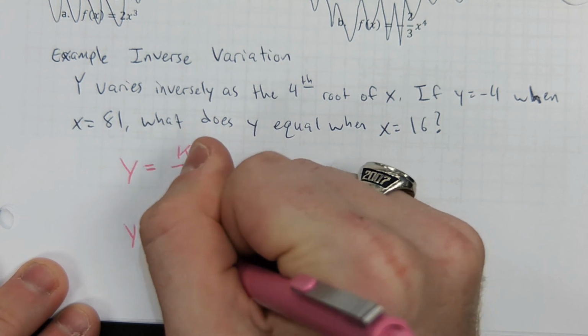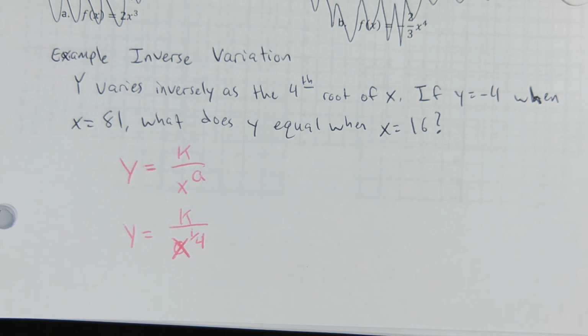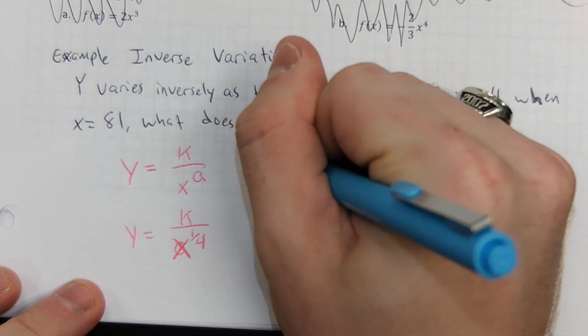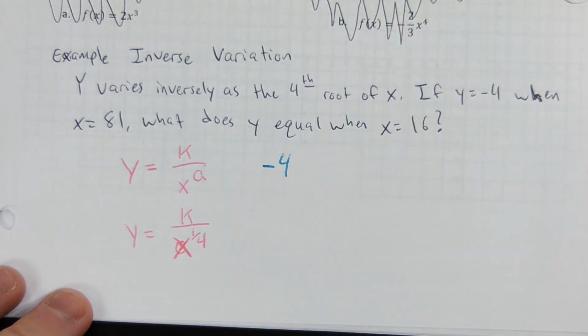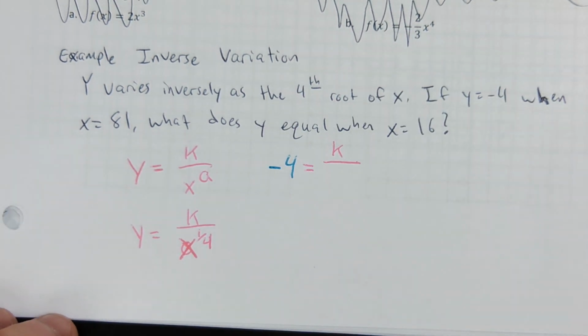There we go. Sorry, I was writing a. X to the 1/4 power. That is the 4th root. We have a value for y, and we have a value for x. We're going to use that information to figure out what k is. And hopefully I have enough space to pull this off. We know that y is negative 4. We don't know k, but we do know that x is going to be 81.